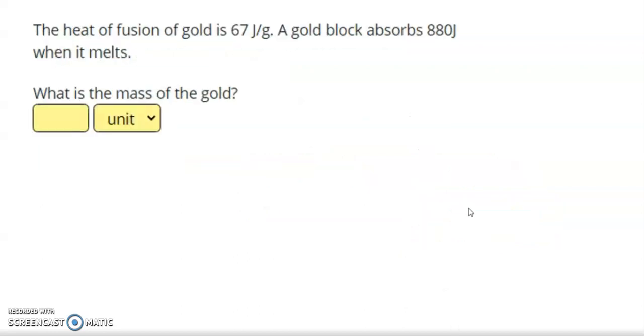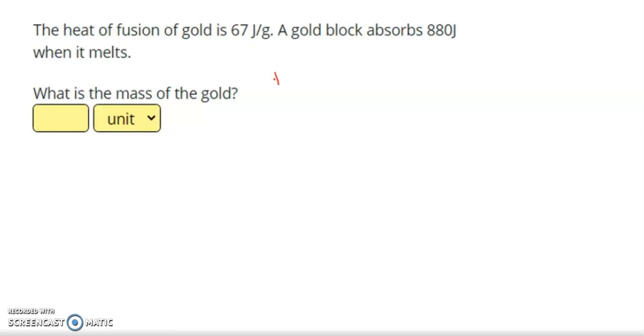The next example I'll do from this section says, the heat of fusion of gold is 67 joules per gram. A gold block absorbs 880 joules when it melts. So this time we're talking about melting. So when we see joules per gram, that's referring to heat of fusion and not heat of vaporization. And we're going to be looking for the mass of the gold.